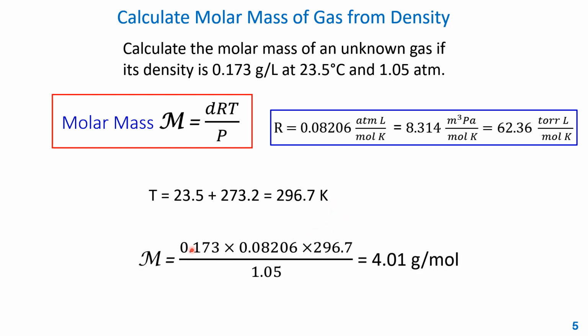Then plug in to this formula. Density is given, 0.173, times R. I just mentioned, right? We use ATM, so we use the 0.08206, times temperature. We just calculate, divided by the pressure in ATM. So the answer is 4.01 grams per mole. So that's the molar mass of this unknown gas. This looks like it's helium, because the molar mass of helium is 4.